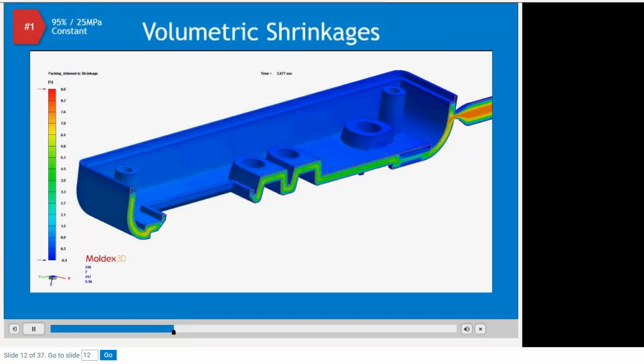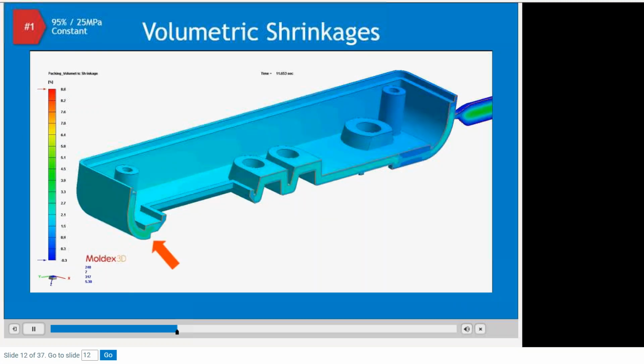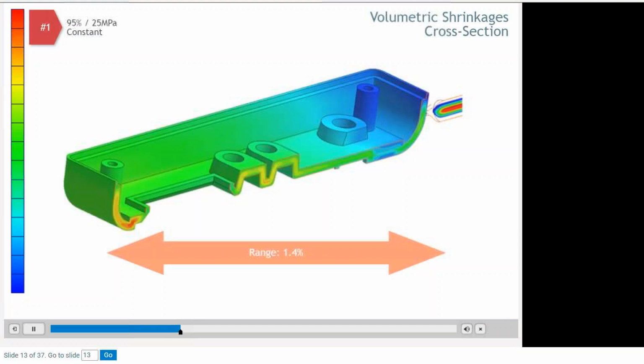The volumetric shrinkage animation for the first example shows that the highest shrinkages are away from the gate at the end of flow, while the lowest shrinkages are closer to the gate. Here you can see a cross-section of the part showing the volumetric shrinkages of about 2.7% at the end of flow and about 1.3% near the gate.